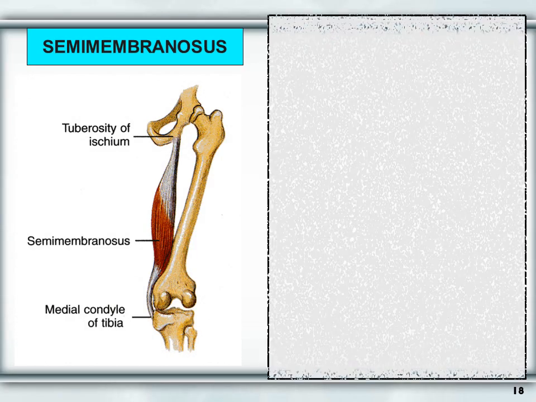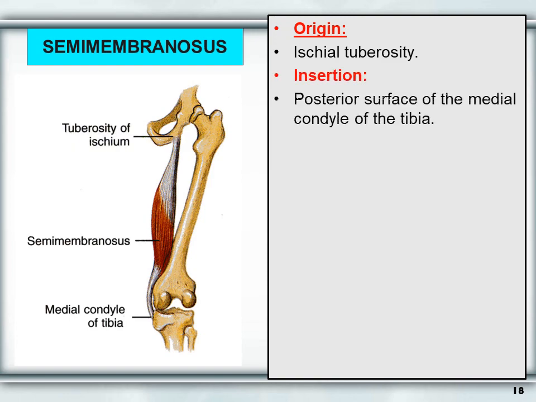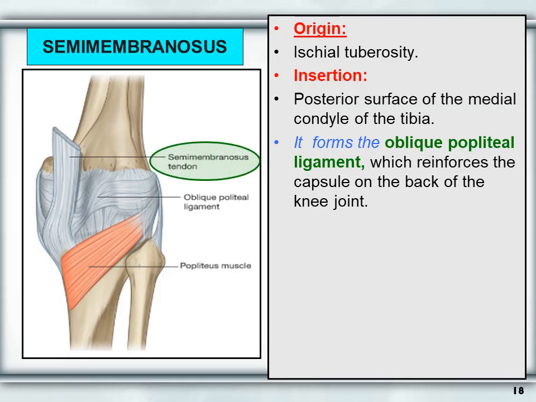Semimembranosus. The semimembranosus also originates from the ischial tuberosity. Its insertion is the posterior surface of the medial condyle of the tibia. The insertion forms the oblique popliteal ligament, which reinforces the capsule at the back of the knee joint. The posterior side of the knee joint is stabilized by the oblique popliteal ligament.